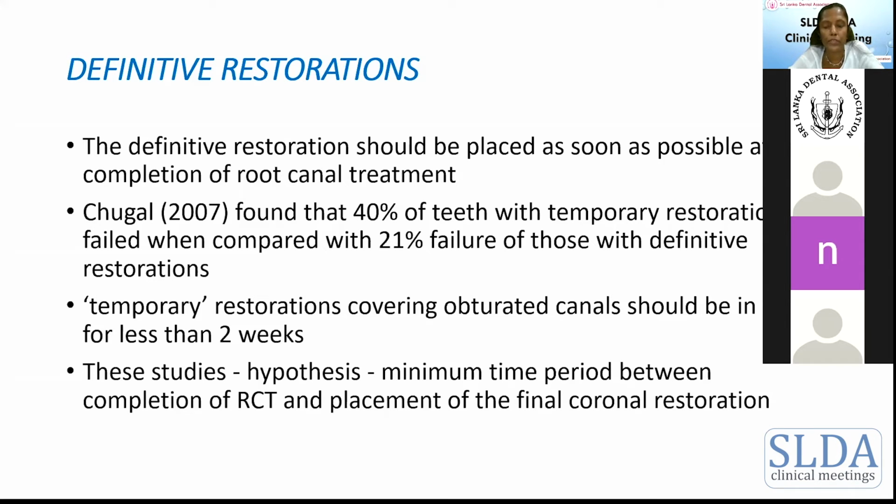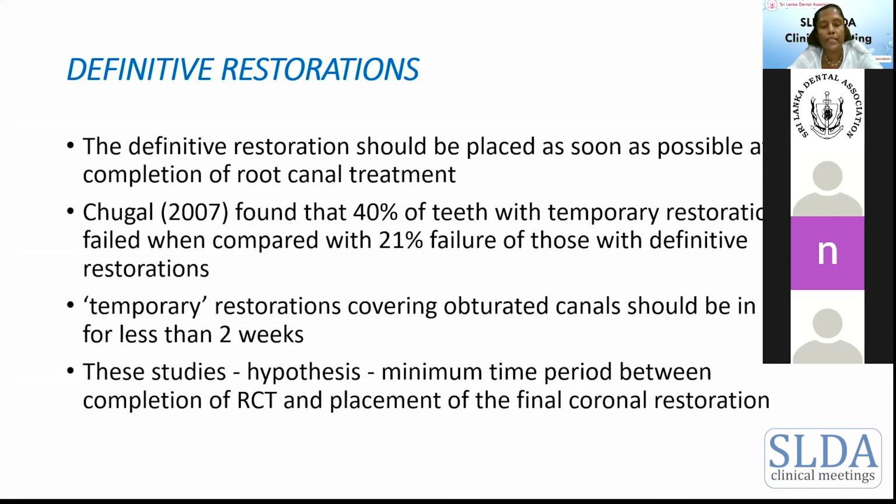this temporary restoration, if you place it for a prolonged time period, can cause a significant amount of microleakage, causing ingress of bacteria into the root canal treated tooth, and finally failure. So it is mentioned that temporary restoration covering obturated canals should be kept for less than 2 weeks. So don't delay your definitive restoration after your good endodontic treatment.